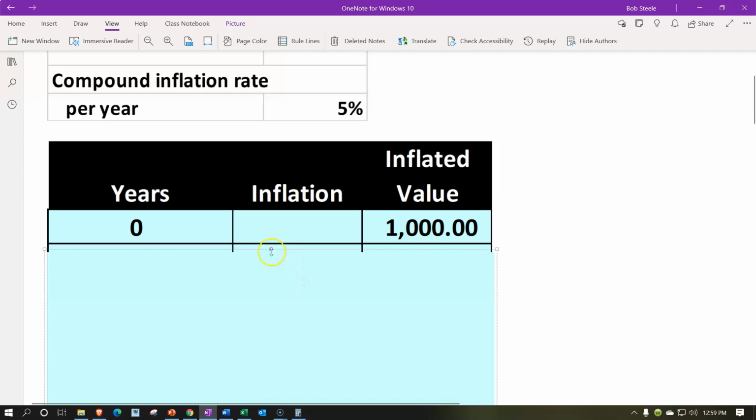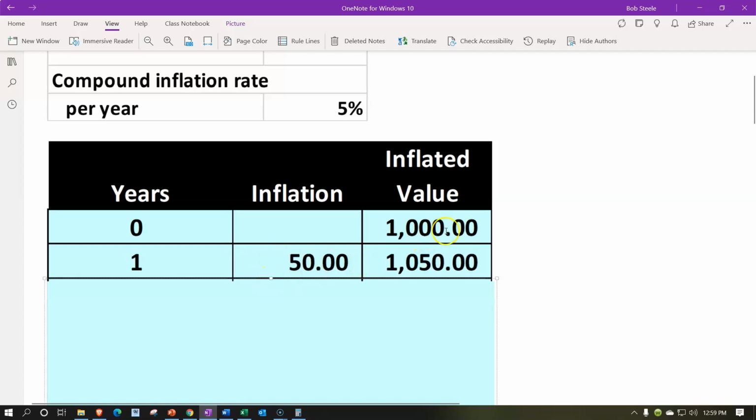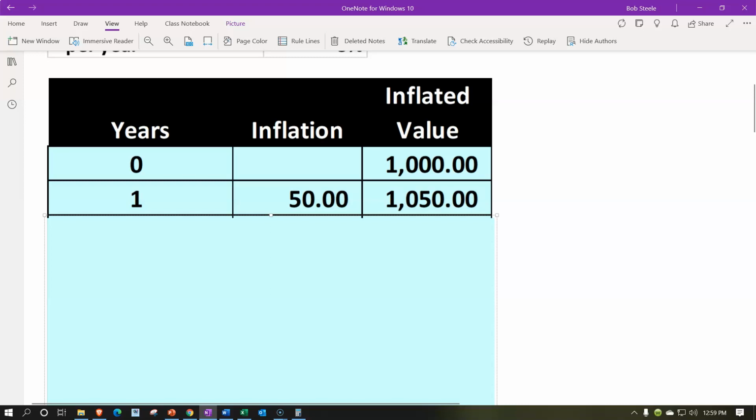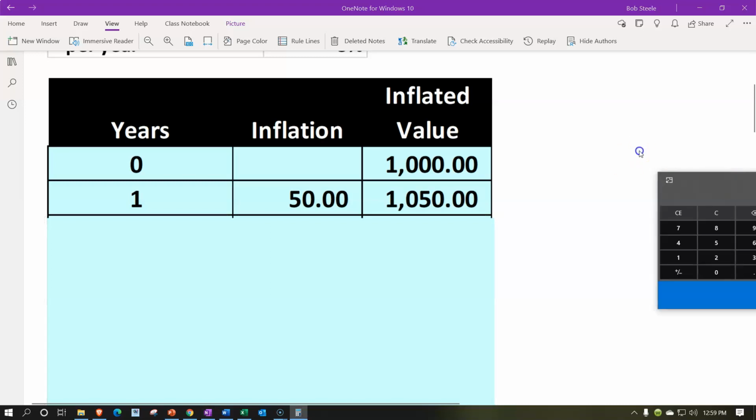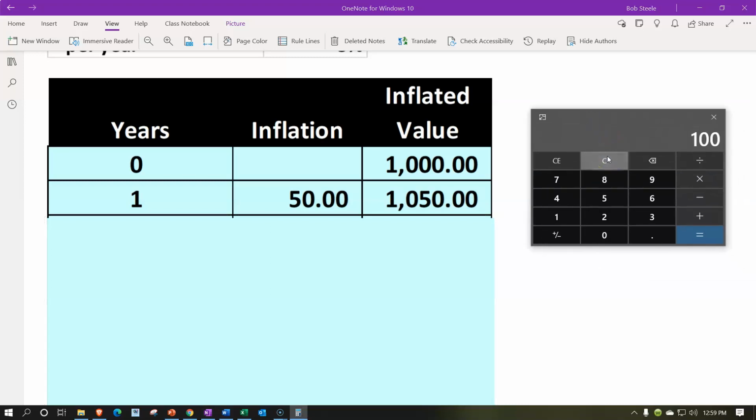After year one, you'd have the 1,000. I'm sorry, in year zero, we've got 1,000, and then the inflation would, of course, be the 1,000 times the 5%. So 1,000 times 0.05, that would give us $50. So now after year one, the 1,050 would have the same purchasing power we're imagining as the 1,000.